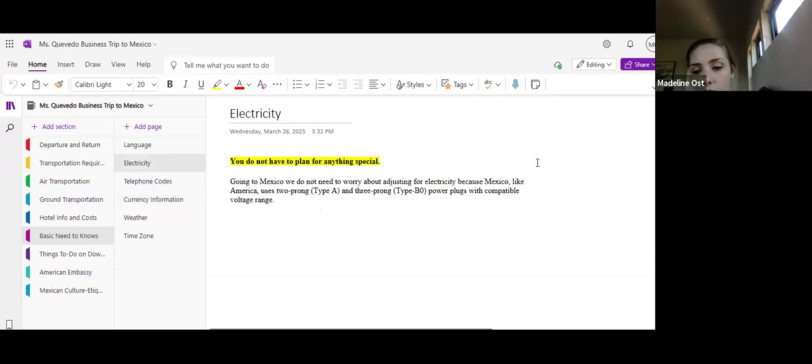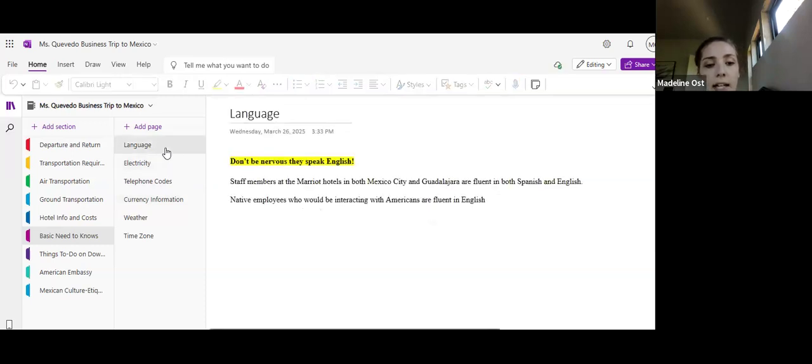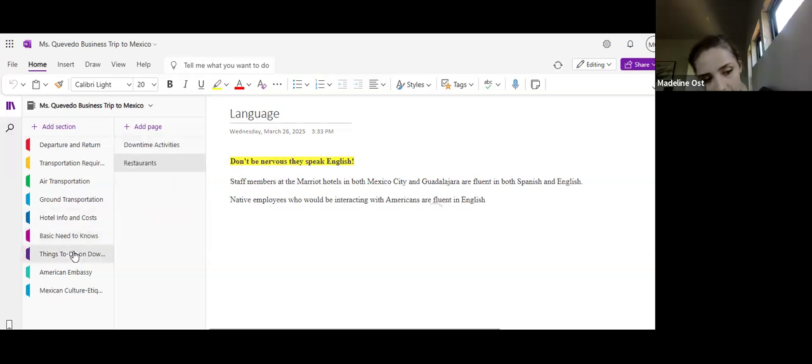Electricity, she doesn't have to plan for anything special because Mexico already adapts for this. They just use the same that we do here in the United States. And language, she doesn't have to be worried about language because anyone that she's going to be dealing with down in Mexico would be able to speak both English and Spanish. So she does not have to be worrying about that.